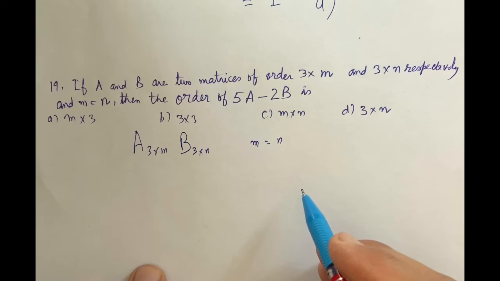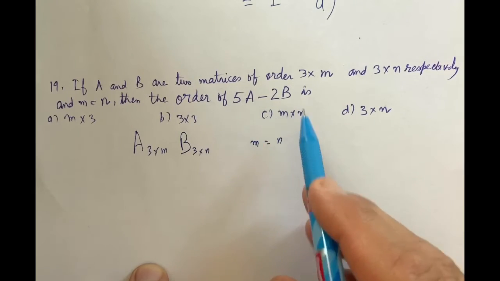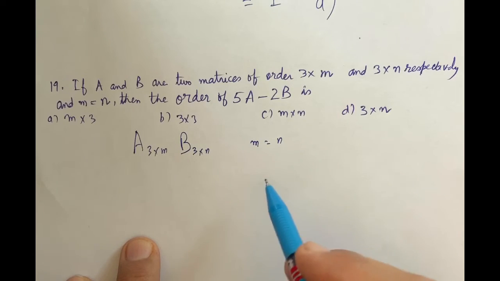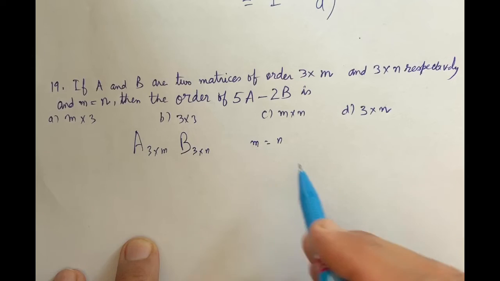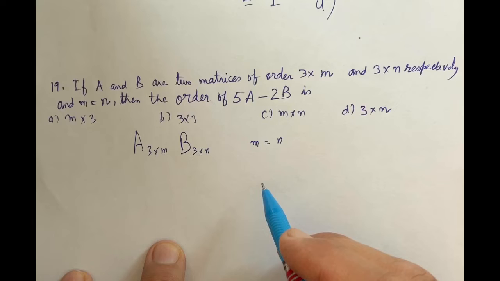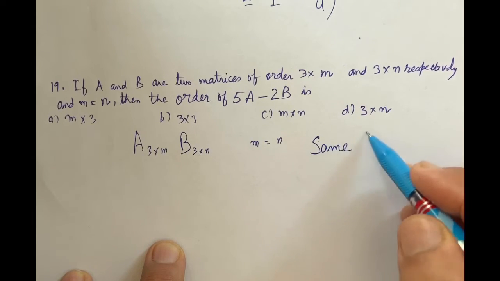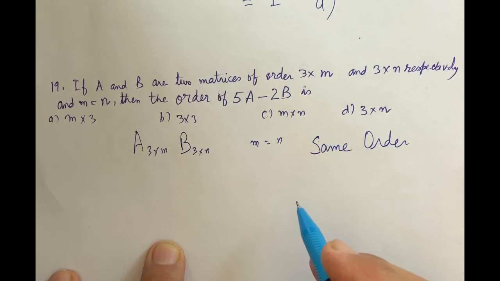So we have to find the order of 5A minus 2B. We can subtract matrices if they are of the same order. So A is of order 3 by m, and B is of order 3 by n, and m is also equal to n. So this means this will be true. The condition is that A and B should be of the same order. Same order means m should be equal to n, and that is given.